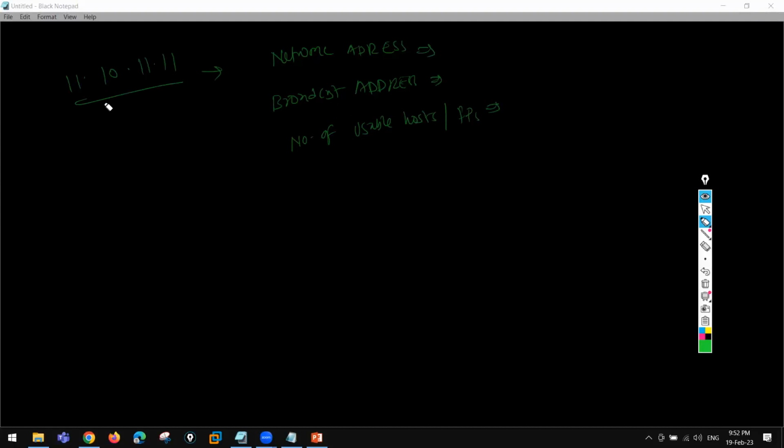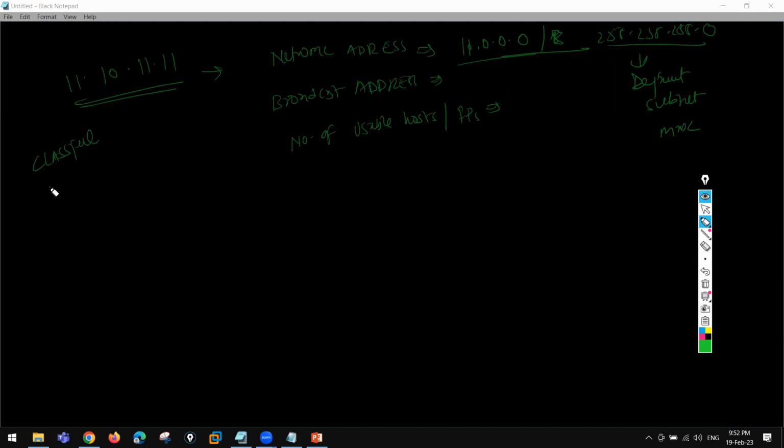What is the network address for this particular IP? 11.0.0.0. You can write it as /8, or 255.0.0.0, which we call the default subnet mask. Why? Because at the moment, as I told you, we are talking about classful subnetting. This is predefined. This is from the early age, when things were not that big on the internet or in the world, when all this technology was getting defined. So this is the beginning.